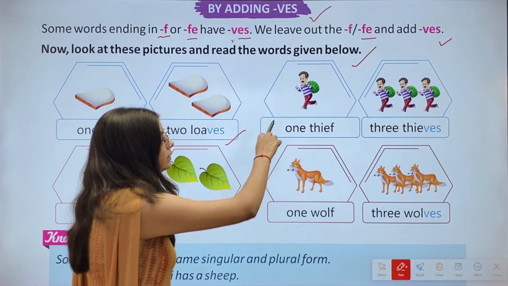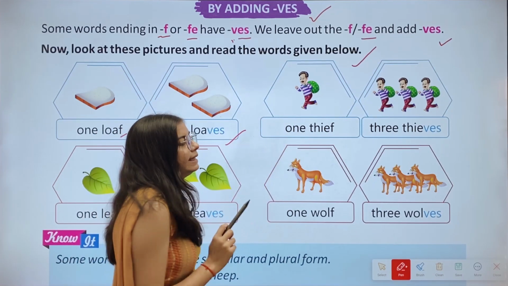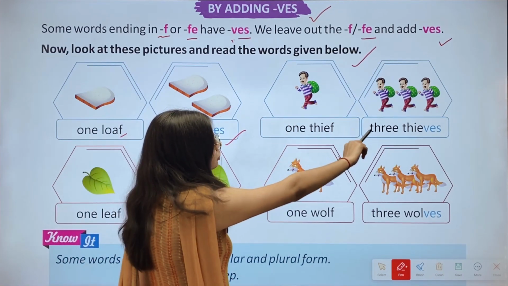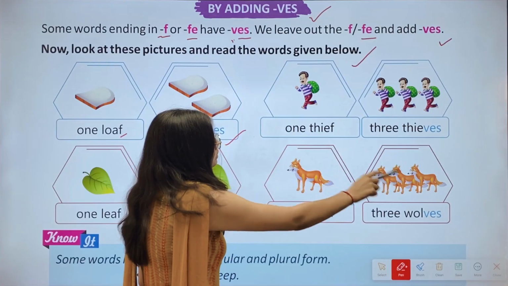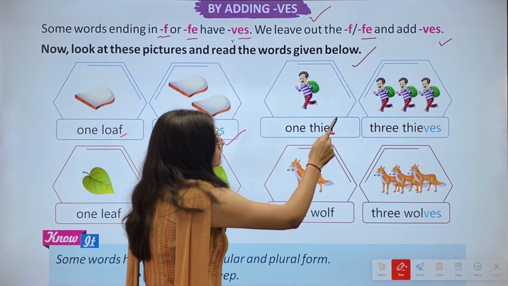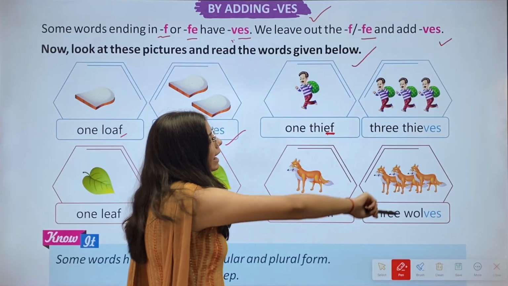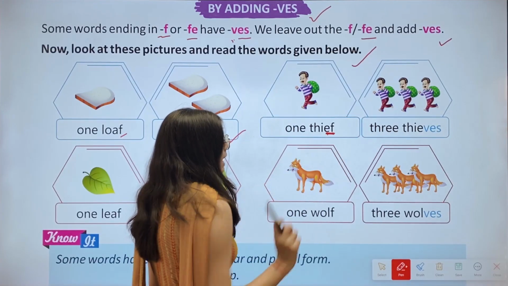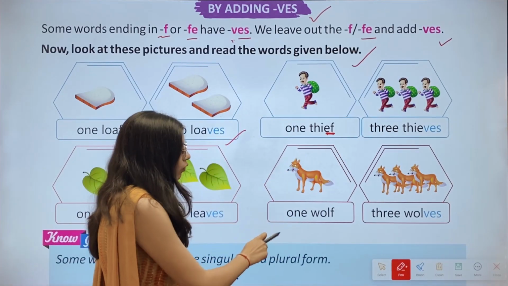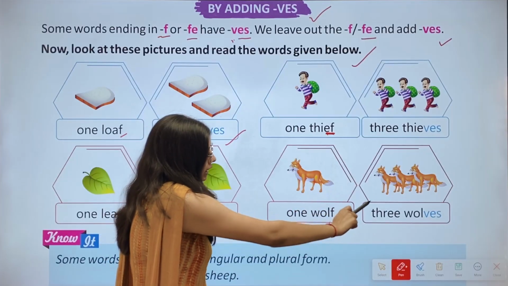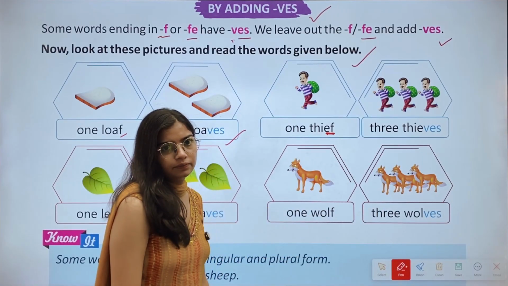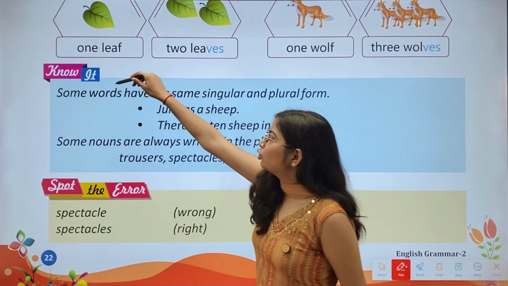Okay. Then here we have one thief, three thieves. So here you can see there is f. Again, we have removed it and we have added ves. Then one wolf, three wolves. Got it?